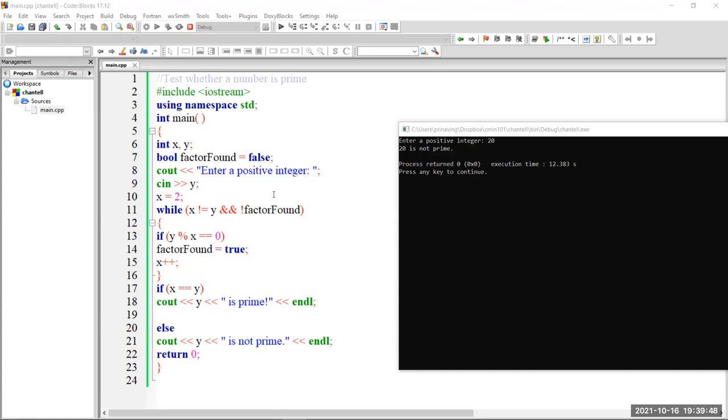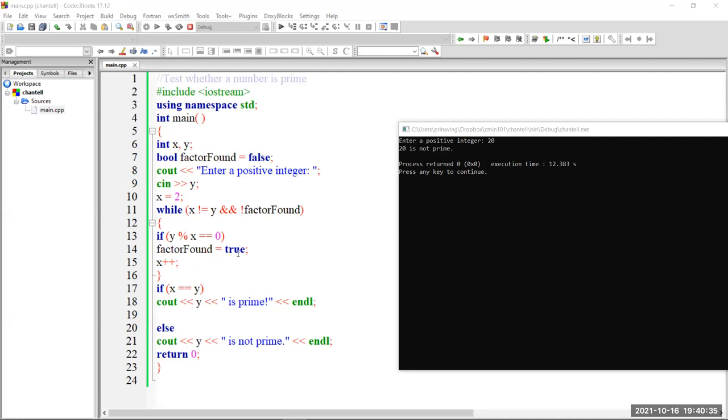Okay, all right. Let's look at this. Can you see in line number 7, Chantelle? I'm assigning the Boolean variable factor found to be false. Line number 7, yes. As soon as I find a factor, and do you know how I find a factor? That means when I take the number and I divide it by 2 in this case, and then I divide it by 3, 4, 5, 6, whatever it is, and the remainder is 0, then factor found becomes true.